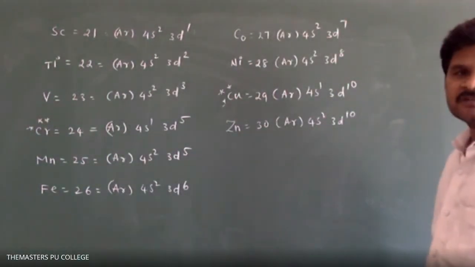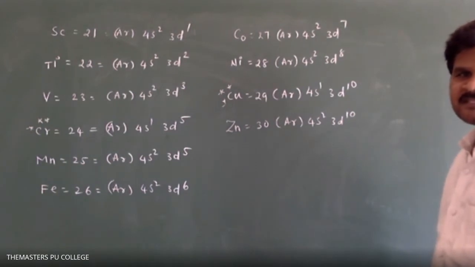So you have to remember all these electronic configurations compulsorily up to the first 30 elements.